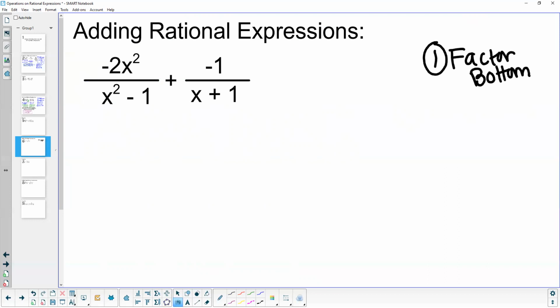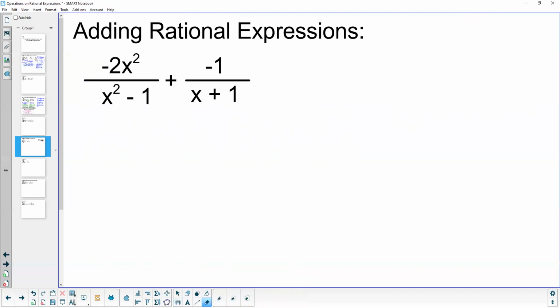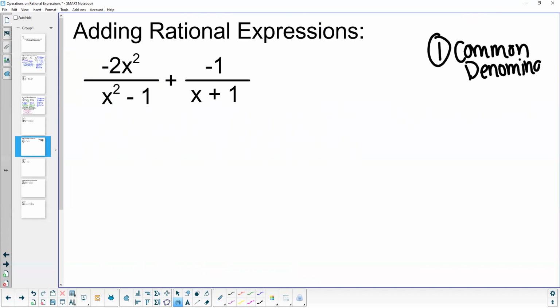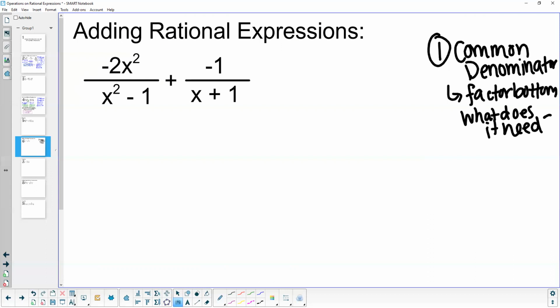The reason why, this is kind of like a subpoint, is we have to get a common denominator. Remember, we can only add fractions if they have the same number on the bottom. A common denominator. So to get that common denominator, that is going to happen by factoring just the bottom and then asking ourselves, what does it need? What is it missing? Okay, so those are the two steps we're going to follow there.